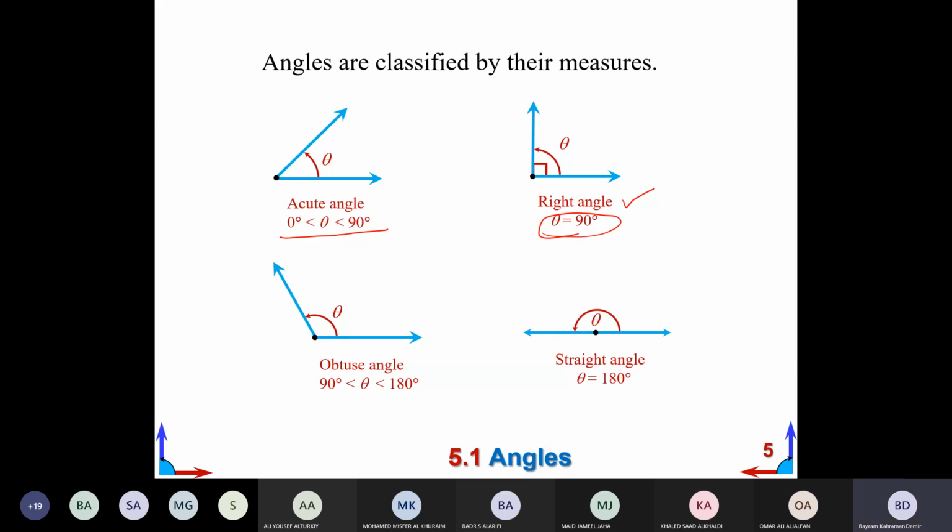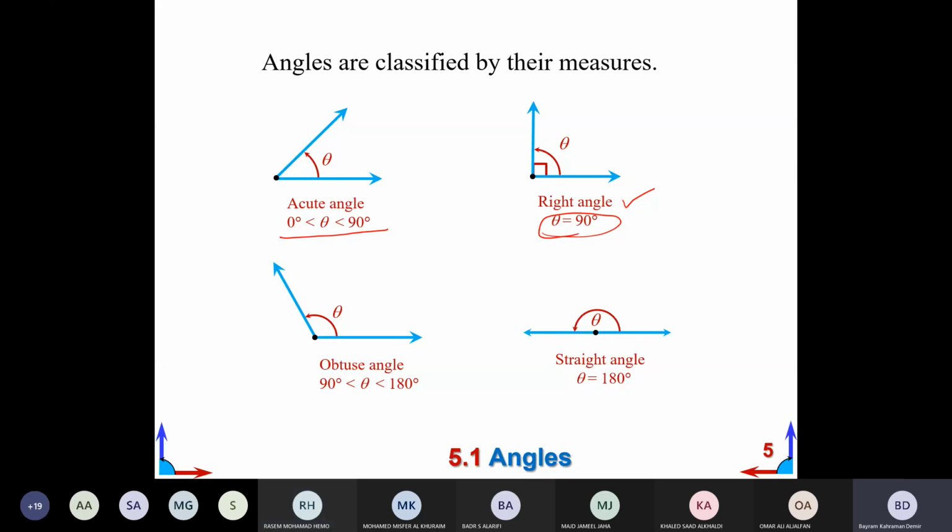Now, who's going to tell me what is the acute angle in Arabic? زاوية حادة. Zawiya hadda. You guys know it? Yes. Okay. How about right angle? زاوية قائمة. Zawiya qaima.